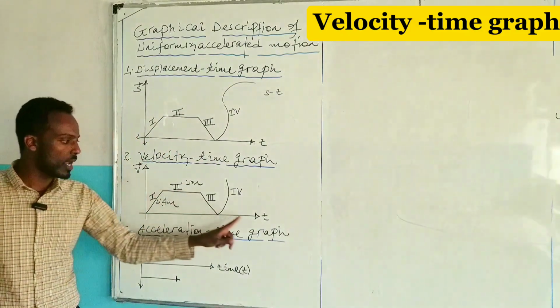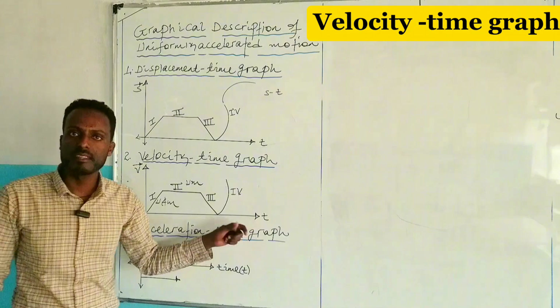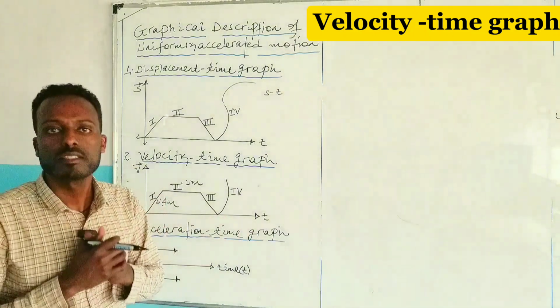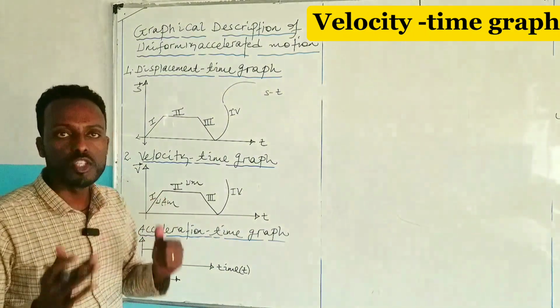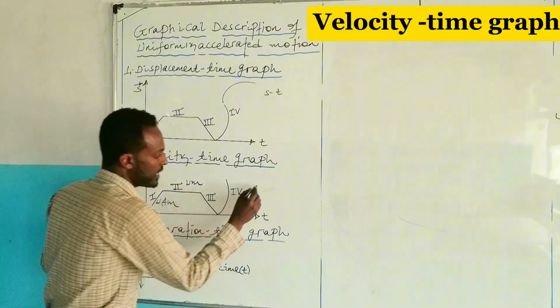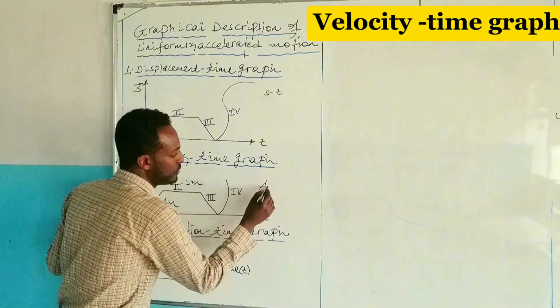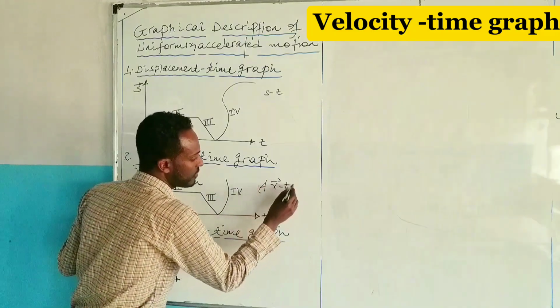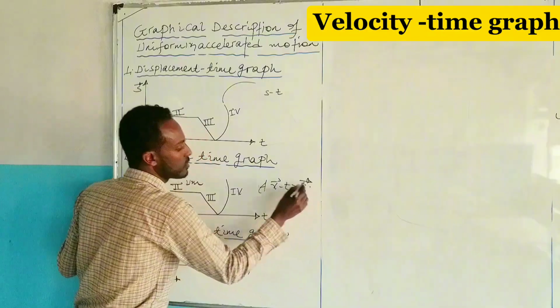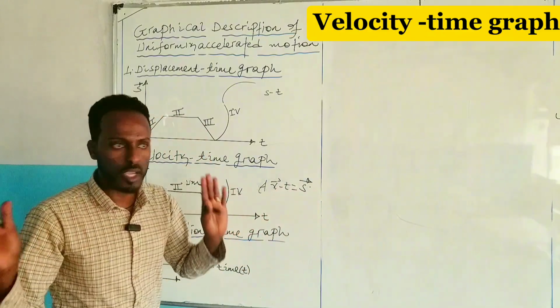In addition to this, the area under the velocity time graph is numerically the same as the distance traveled by the body or displacement. So the area under the VT graph is the same as the displacement or distance covered by the body.